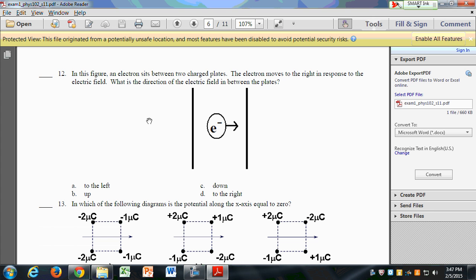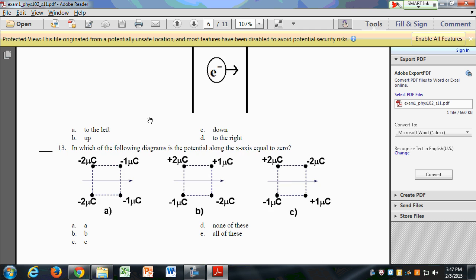Direction of the electric field. In this case, would the electric field be to the left or the right? If the electron is moving to the right, it feels a force to the right. The electric field is the opposite direction because it's a negative particle.